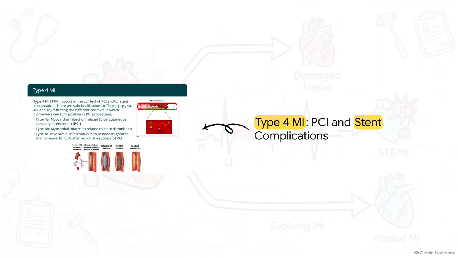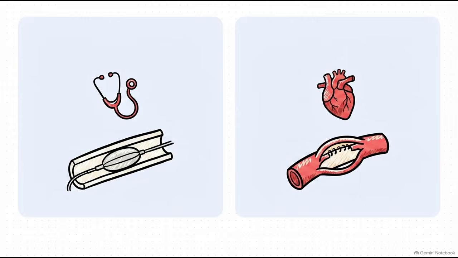Type 4A is an infarction related to the PCI procedure itself. Type 4B is related to stent thrombosis, which just means a blood clot formed right in the stent. And then Type 4C is an MI caused by restenosis of 50% or greater after an initially successful PCI. Bottom line, if a patient comes in with a blocked stent, you are dealing with a Type 4 MI for sure. Let's juxtapose that Type 4 with Type 5 MIs.